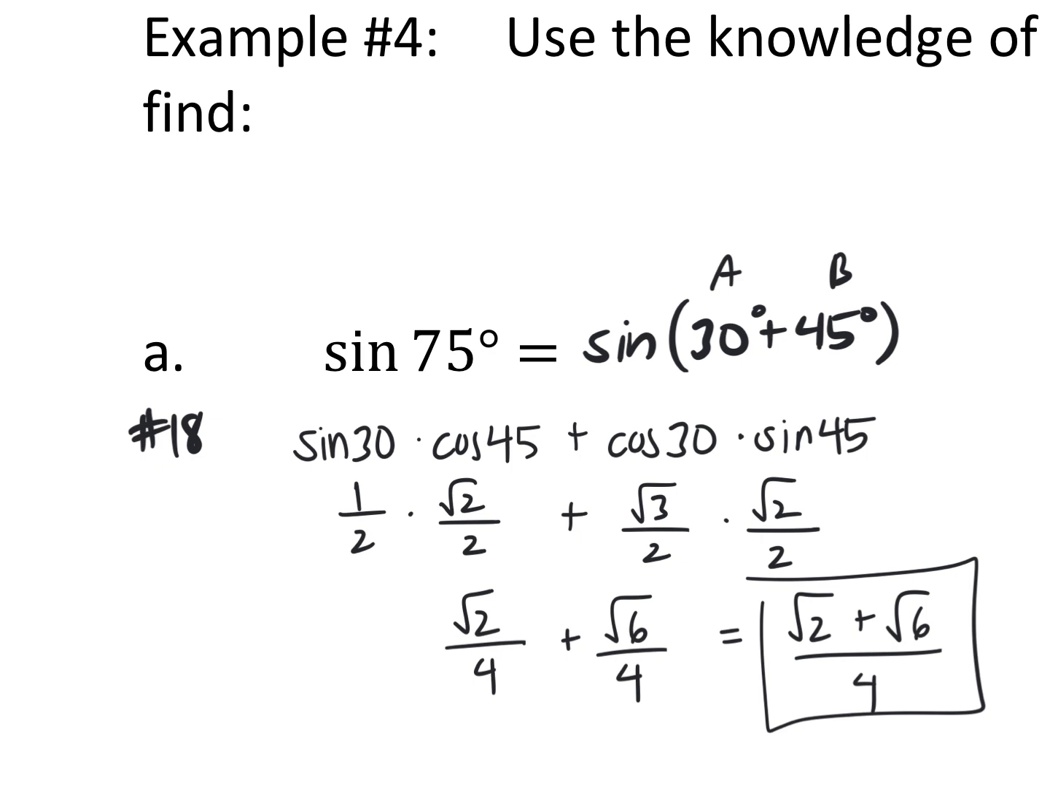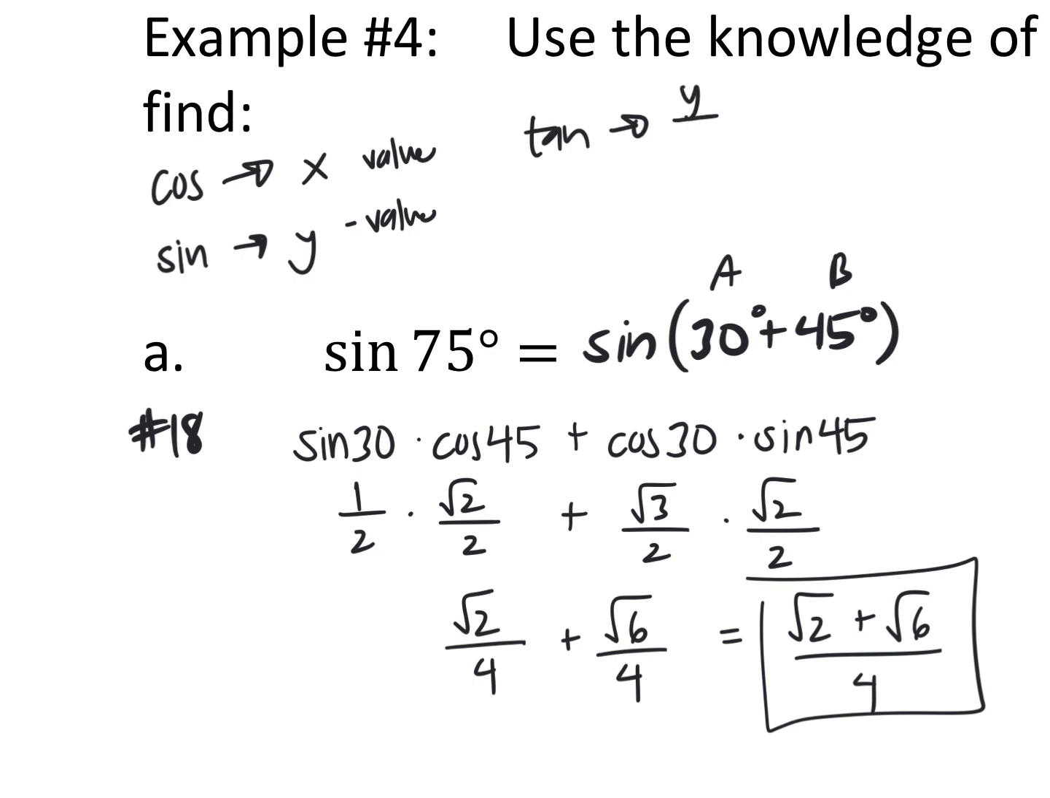Maybe let's even write that as a little note. Cosine is your x value. Sine is your y value. And then we will do tangent on the next page. What's tangent if I was looking at my unit circle? Y over x.